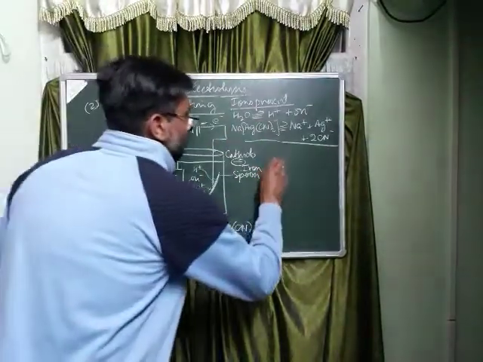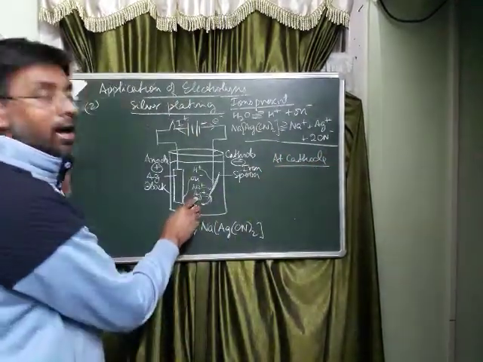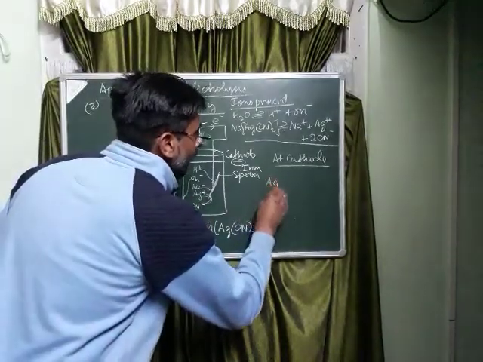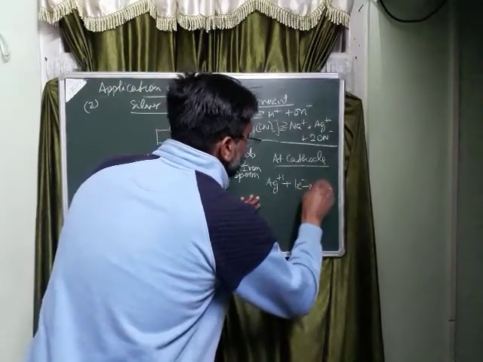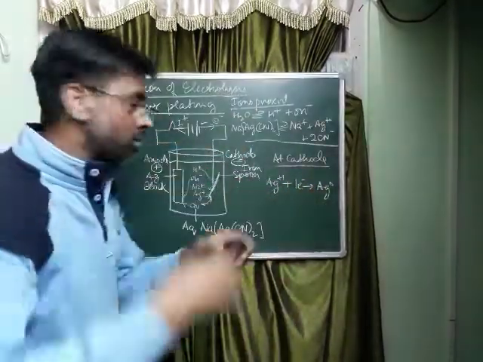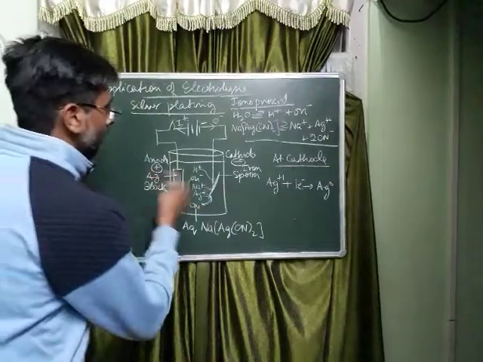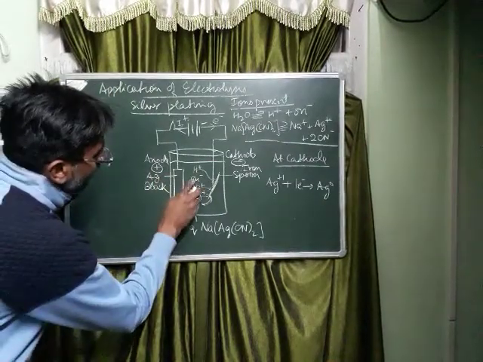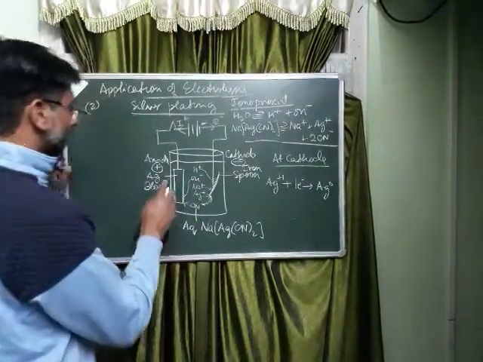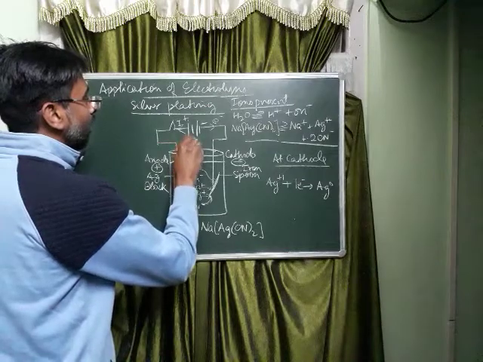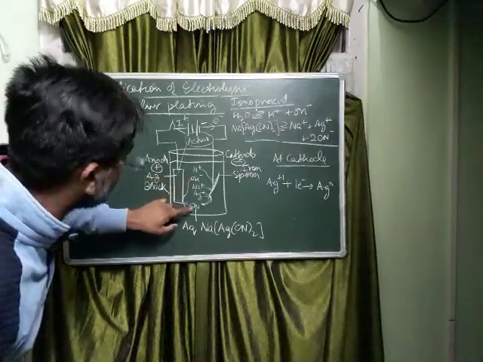So, at the cathode, it is the silver ion which discharges. Silver ion Ag plus will gain 1 electron and form silver metal and deposit on this iron spoon over here, forming a coating. Whereas at the anode side, the hydroxyl and cyanide come to the anode, but none of them will discharge. The reason is silver is an active electrode. Silver electrode is an active electrode. It will prevent the discharge of these 2 ions.